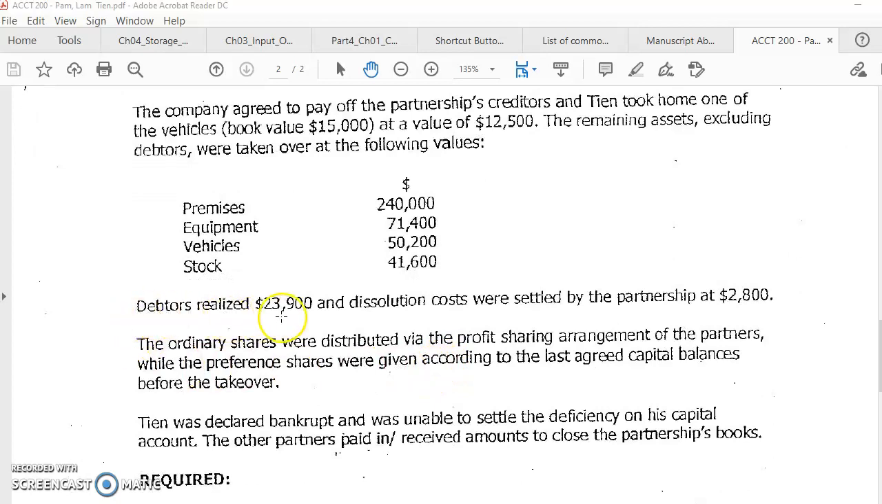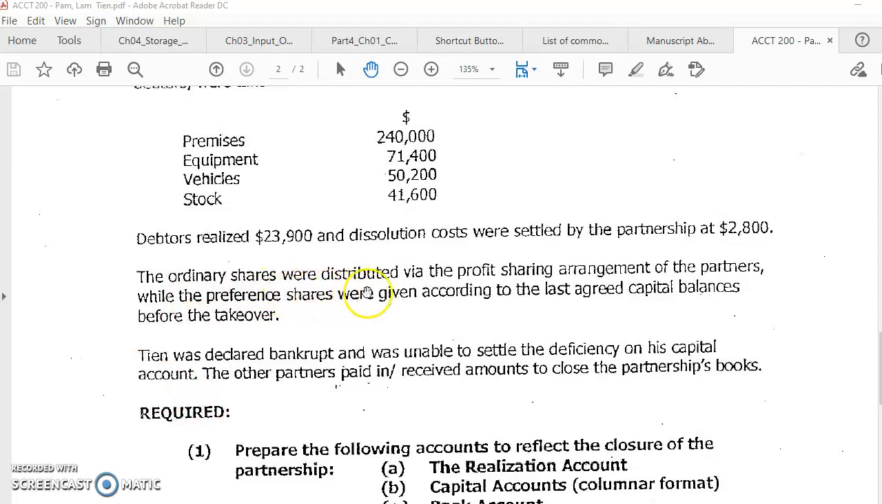The debtors realized $22,900, and when they state here that they realized $22,900, they mean that they collected this amount from their credit customers. And dissolution costs: remember we stated that there's usually a cost associated with dissolving a business. So the dissolution costs for this partnership were settled by the partnership at $2,800.